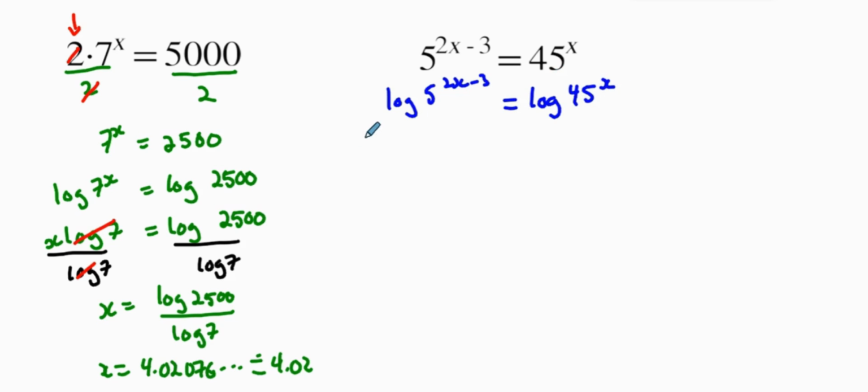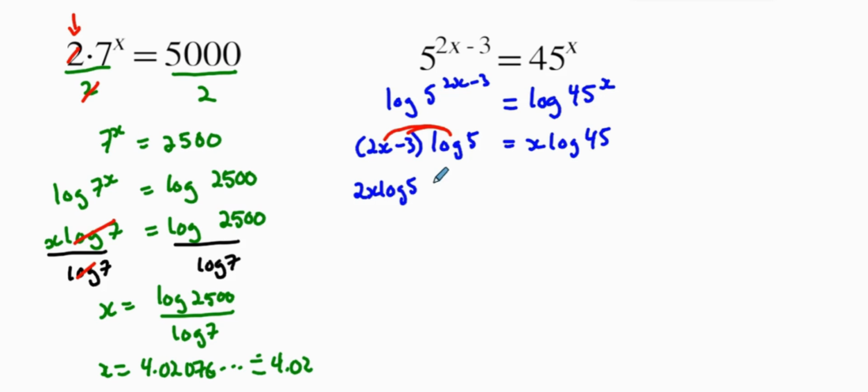On the left-hand side, I'm going to put in brackets as I bring it down because there's more than one term. And on this side, I'm just going to bring my x down. And so now we have the x on both sides we're trying to isolate. The next move you want to do here, although it might seem a little counterintuitive, is to actually distribute this log 5 into this bracket on the left here. And that's going to generate 2x log 5 minus 3 log 5, and the right side remains unchanged.